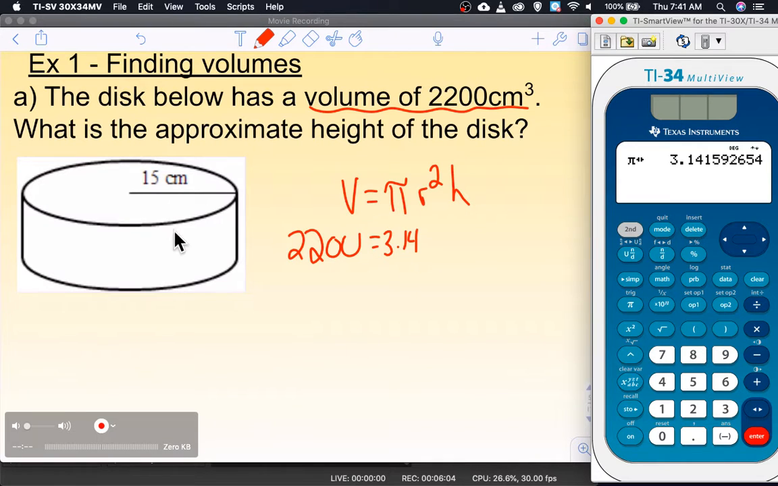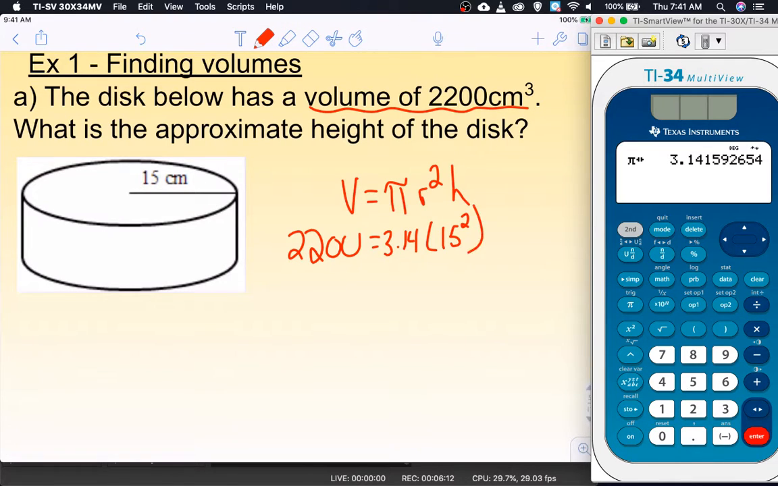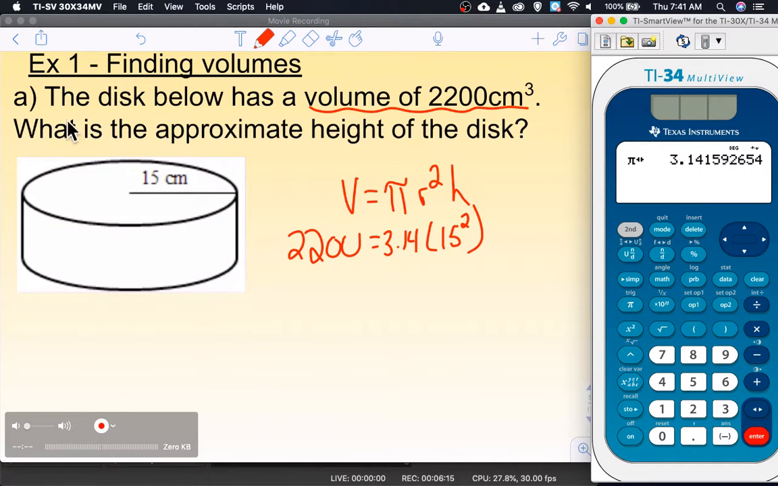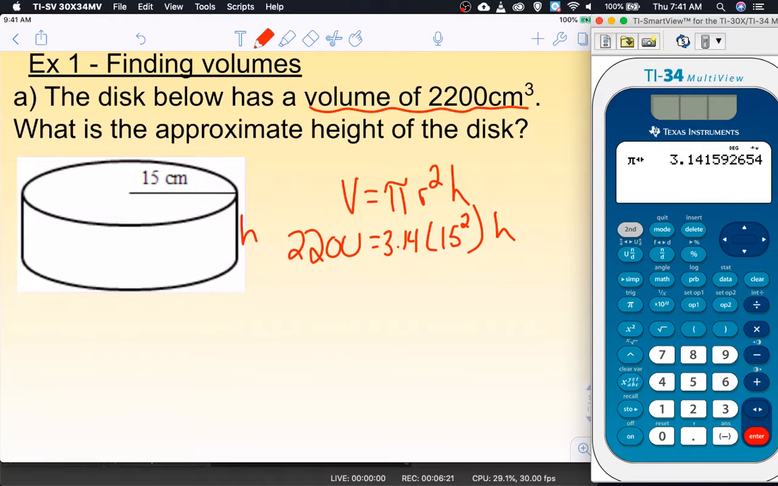The radius of my cylinder, from the center to the outside, is a radius, so my radius is 15. And my height, I don't know. In fact, that's the question. What is the approximate height of the disk? So I'm just going to leave it as h. Now, if we solve this equation, we'd be done.